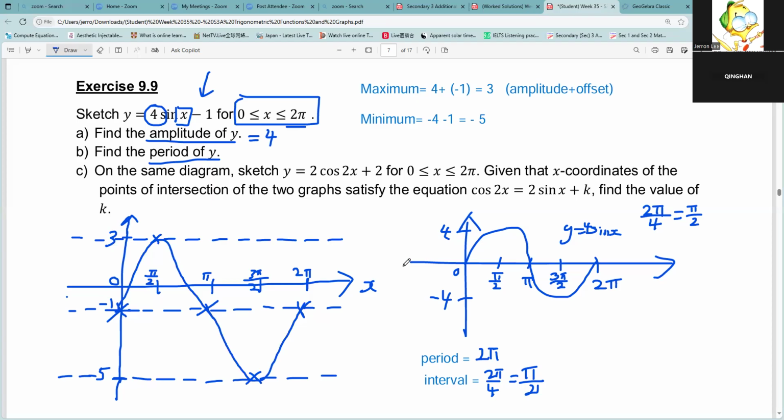That's all. Can you follow? That is how we can draw it, something like this, okay? And that will be actually y equals 4 sine x minus 1, okay?